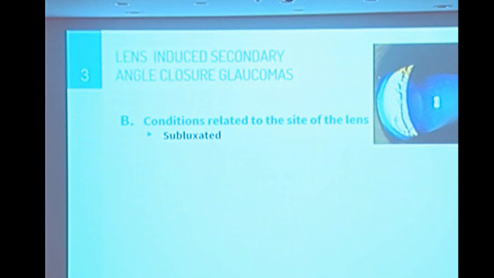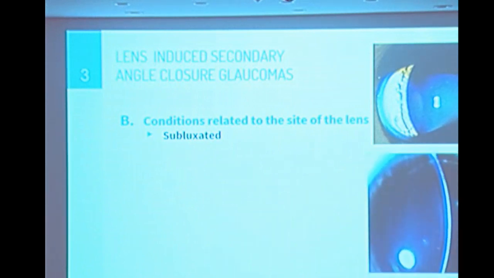Such as this lens, as you see, it is not in a normal place. This is a dislocated lens. Oh, sorry, a subluxated lens. The lens is not fixed. So subluxated or even dislocated, as you see here. The lens is subluxated in the posterior chamber. Here the lens is dislocated in the anterior chamber.